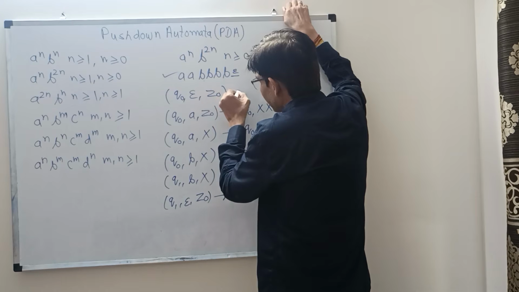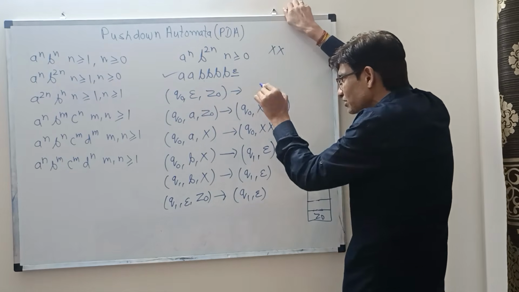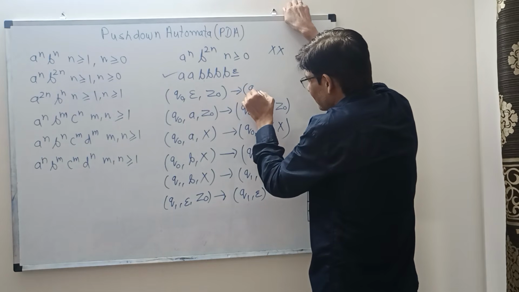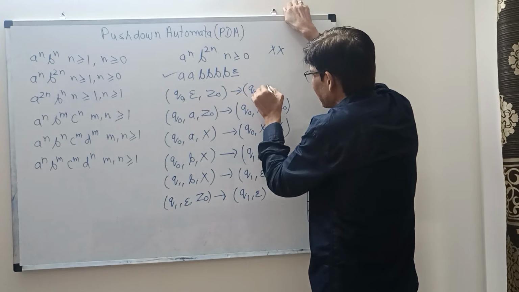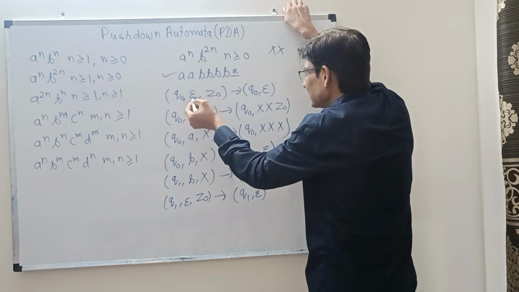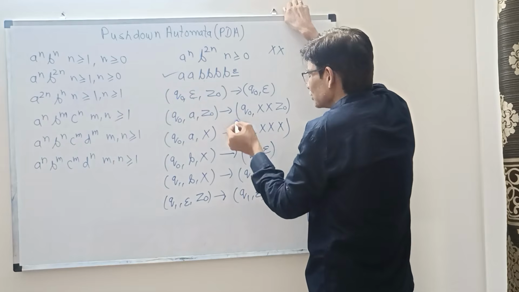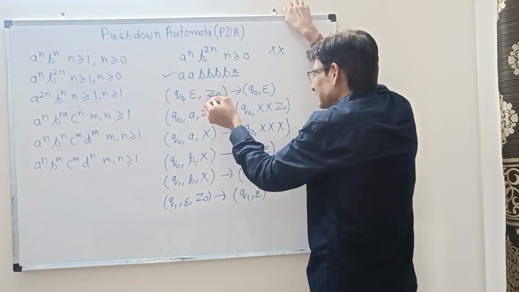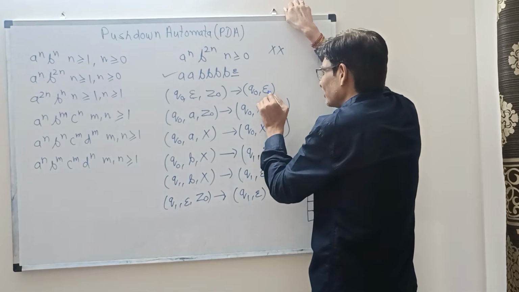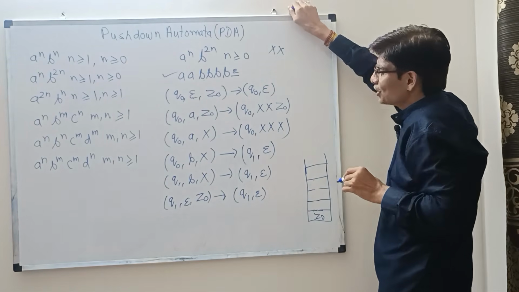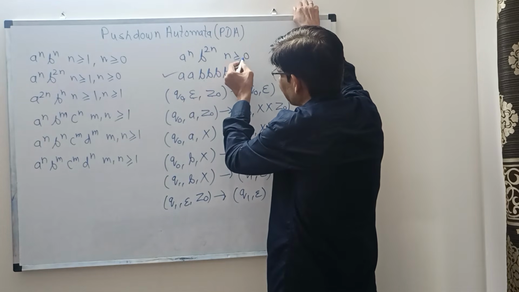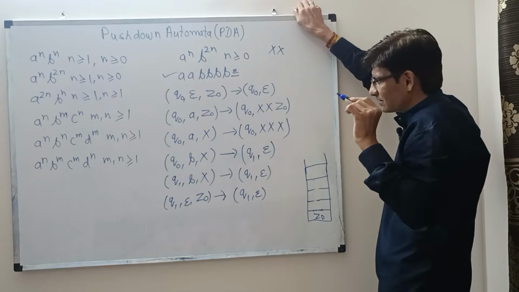So that must also be accepted. I can write Q0 and epsilon here. If we are directly reading epsilon in Q0, and Z0 is the stack top, then it will be popped from the stack and your string will be accepted. So only this rule you need to add to make it n greater than or equal to 0.